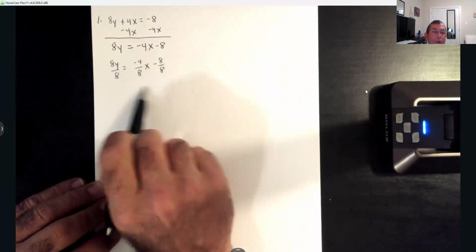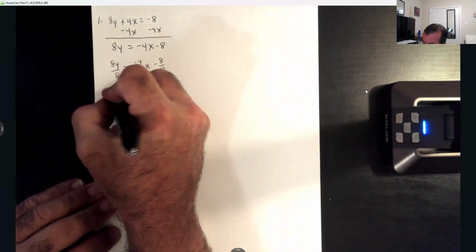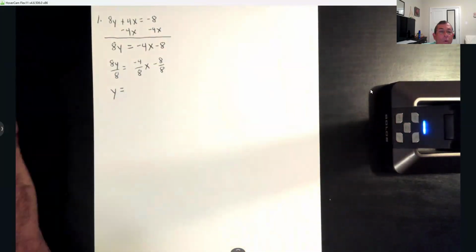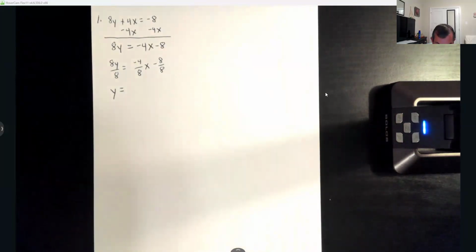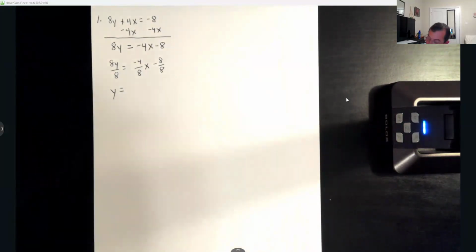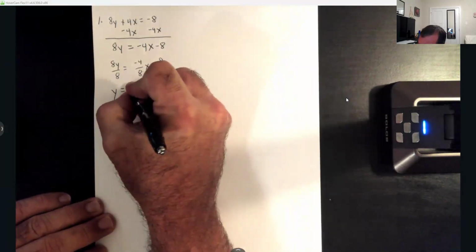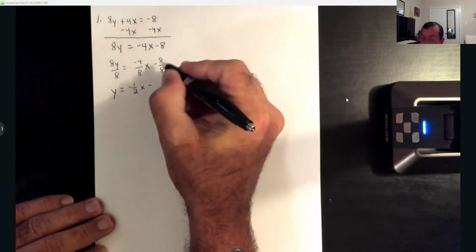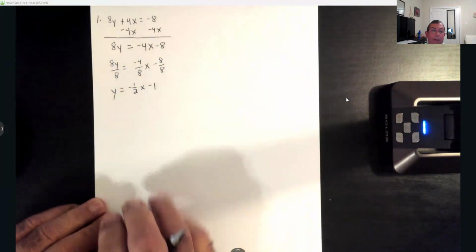All right, y'all, now I'm just going to reduce everything. So 8 divided by 8 makes that a 1y. -4/8. All we can do is reduce that fraction down. So -4/8 will reduce to a -1/2 x. And then minus my 8 divided by 8 gives me a 1.